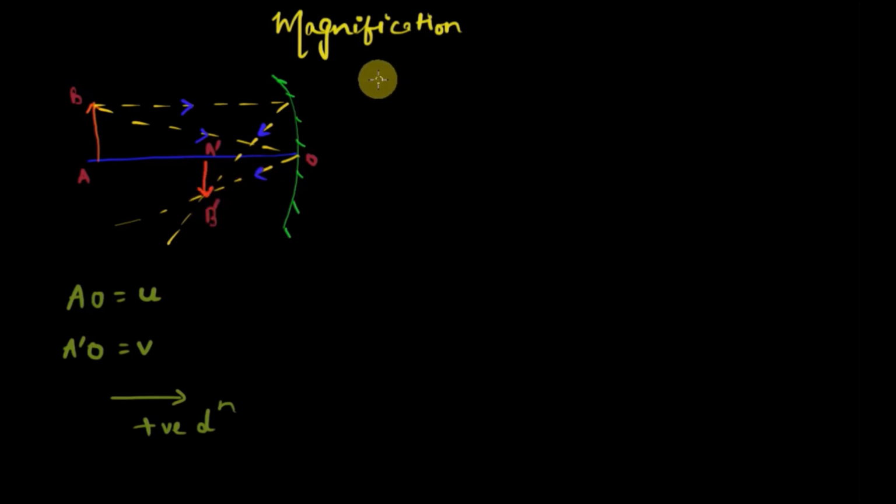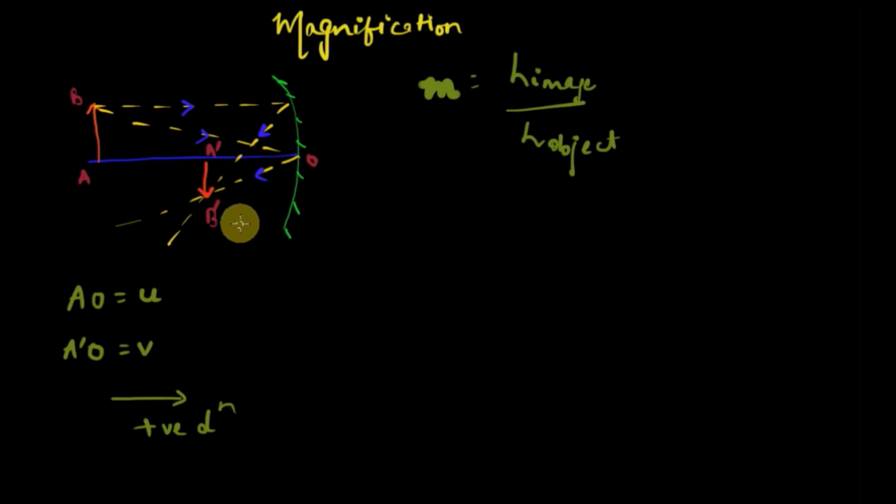Now we define magnification as the ratio of the height of image divided by the height of object.